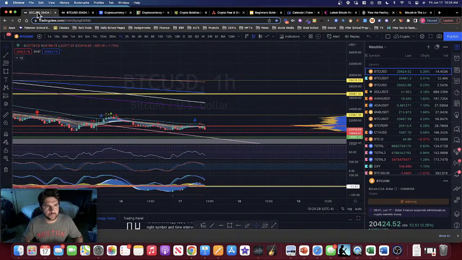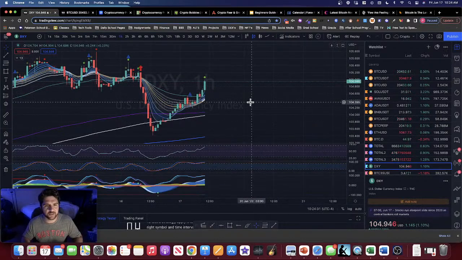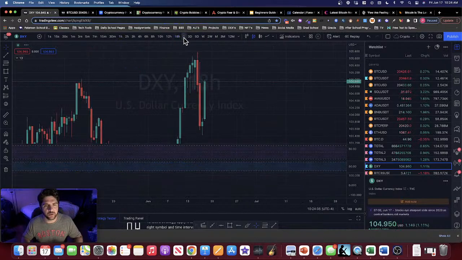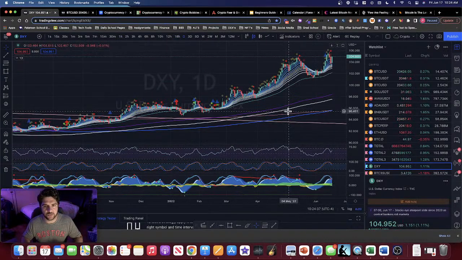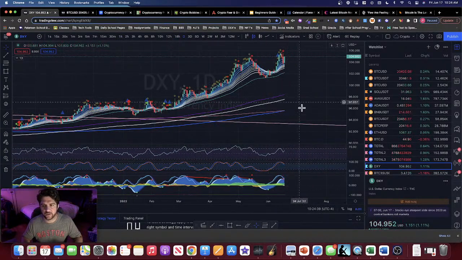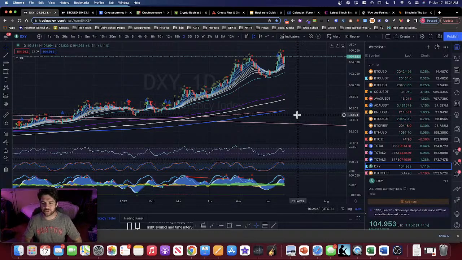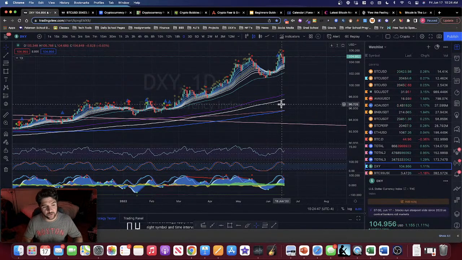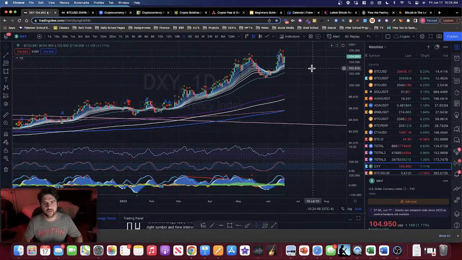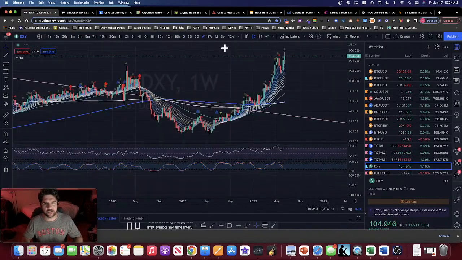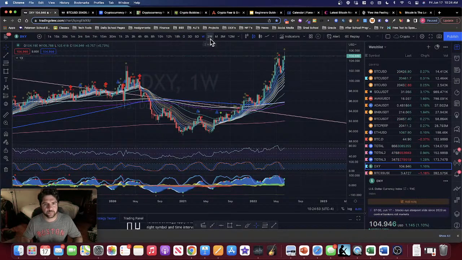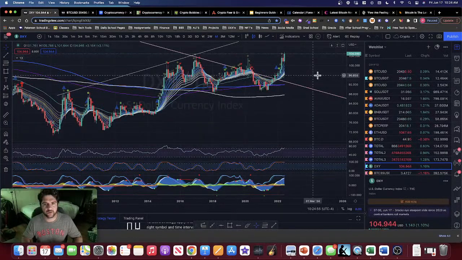So, let's just take a look at the DXY. The DXY is mooning. All right, and if we zoom out a little bit, the DXY has just been on an absolute tear. If you don't know what the DXY is, it is the dollar strength index. Basically, it is the strength of the dollar versus other assets. When people are leaving assets, they flow their money into the dollar, and the dollar gains strength.